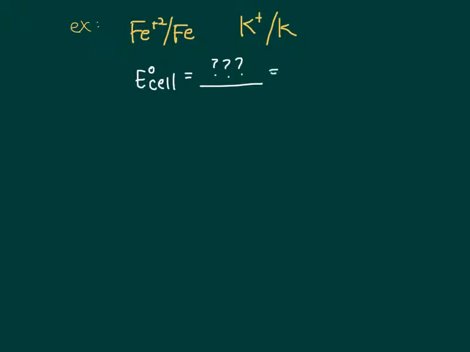So in order to calculate cell potential, I need to know the potential for the thing to get reduced, and I need to add that to the potential for whatever is getting oxidized. Hopefully, and we want it to be a positive output, so we want it to actually generate voltage as opposed to taking in voltage. So in order to do this, we're going to need that table of cell potentials.